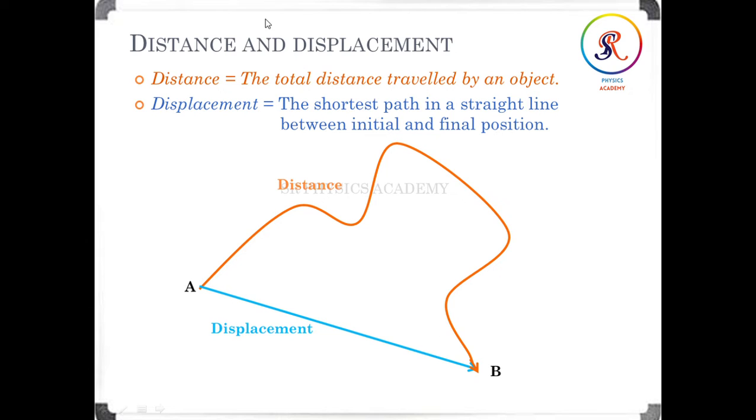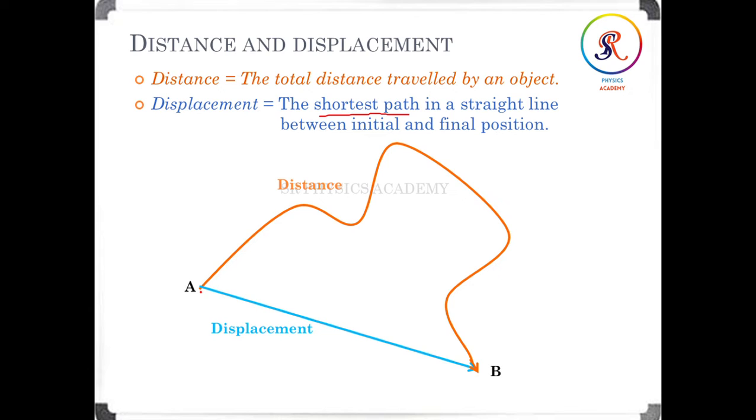Distance is the length of the actual path, while displacement is the shortest distance. That word is important. Shortest path or shortest distance between the initial and final positions.